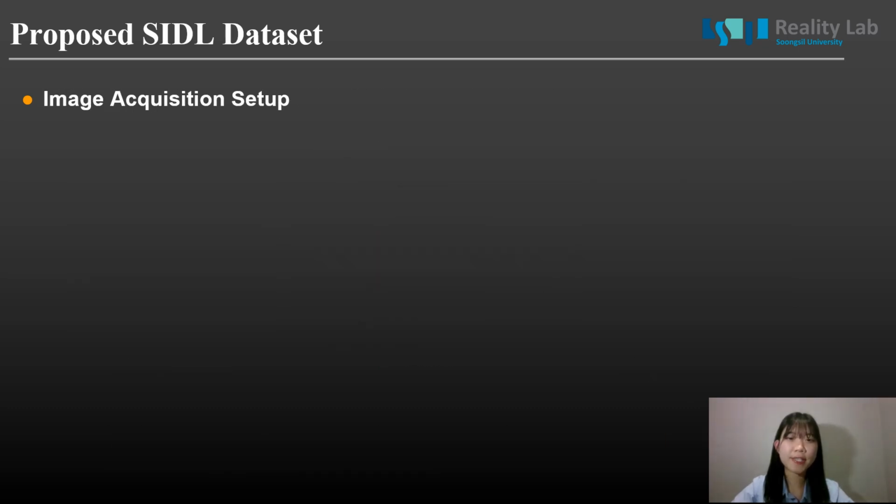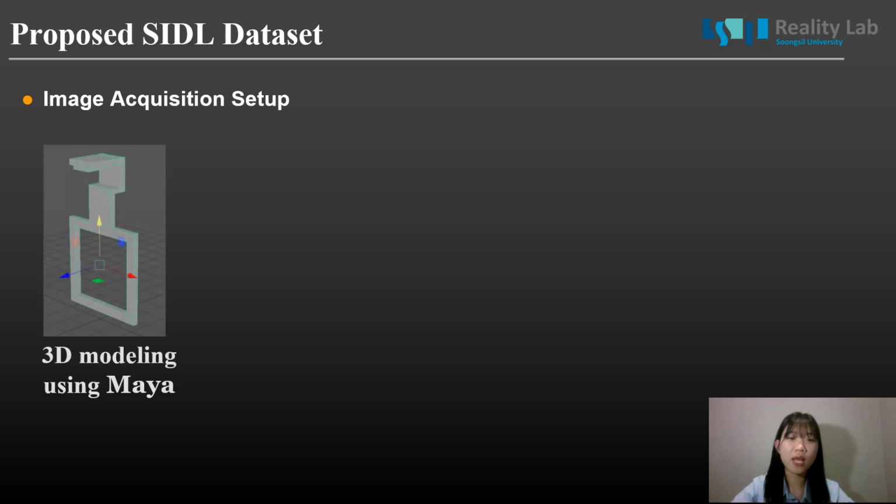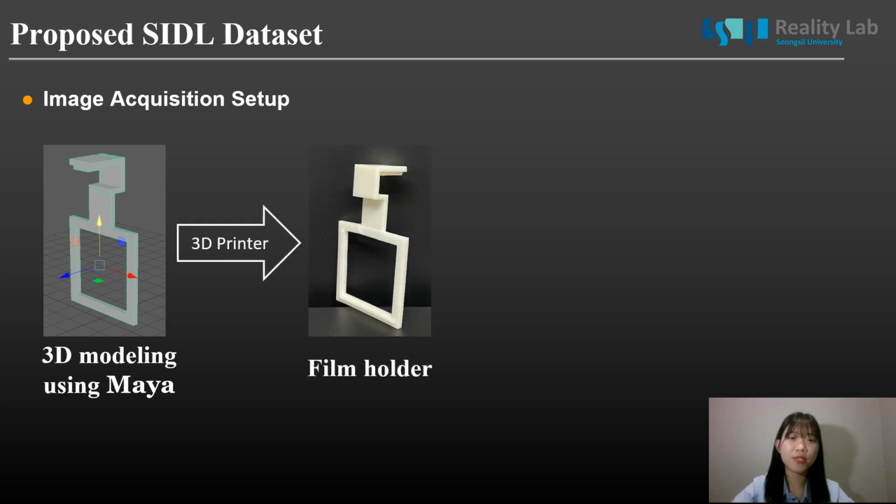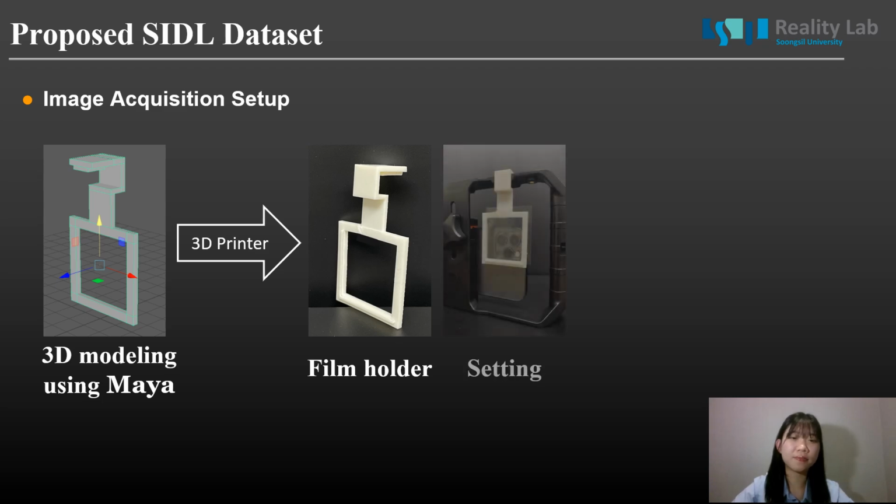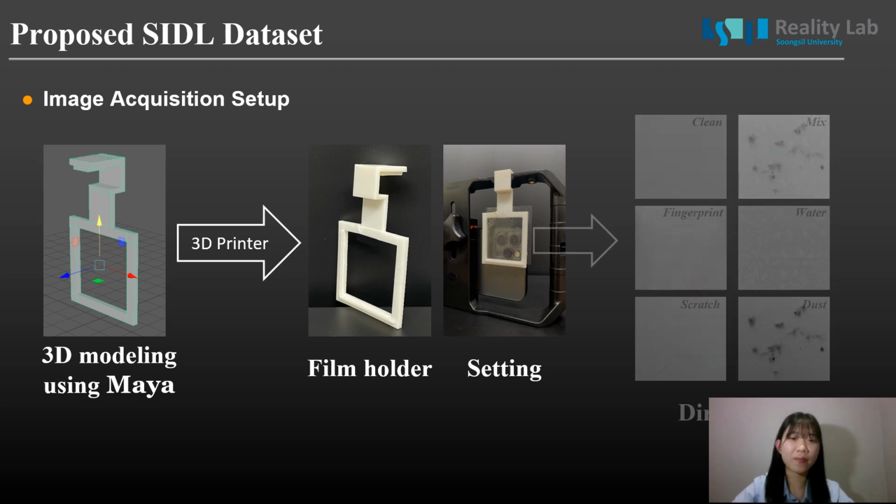To capture images under controlled conditions for the SIDL dataset, we developed our image acquisition setup. First, we designed a custom film holder using Maya 3D modeling software. Next, using a 3D printer, we created the physical film holder. This holder maintains consistent placement of contaminated films in front of the camera lens. To this end, we integrated this holder with a smartphone mount for the complete setup.